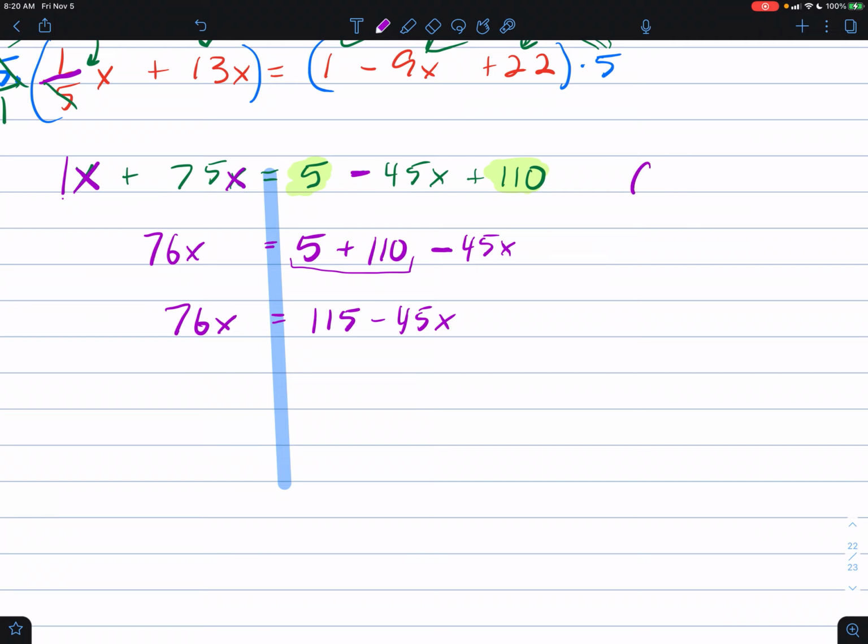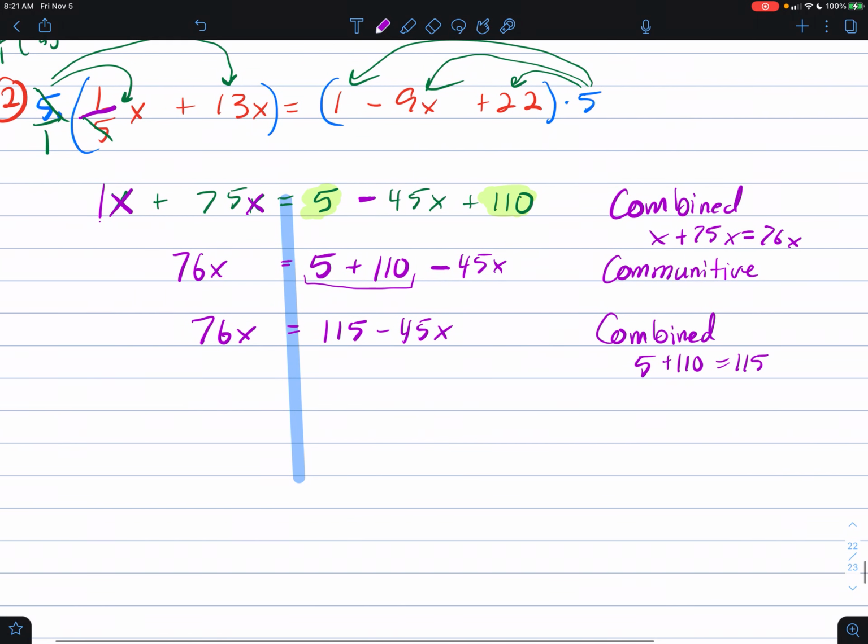So I combined like terms. I did the x plus 75, x equals 76x. And then I used the commutative property to rearrange. And then I combined like terms again. I combined the 5 plus 110 to get the 115. So far all I've done, this was the simplify, I call this the simplify phase.